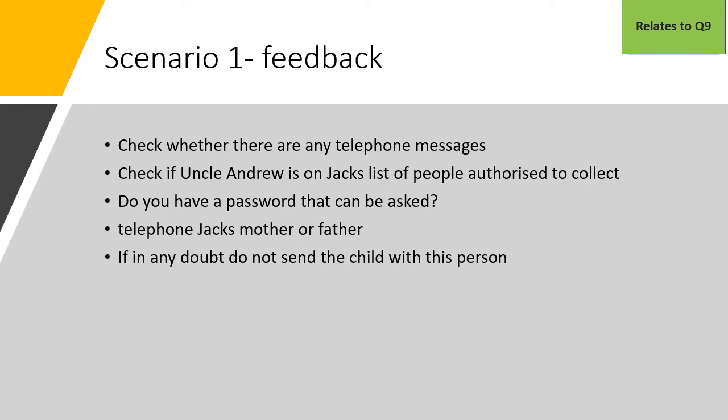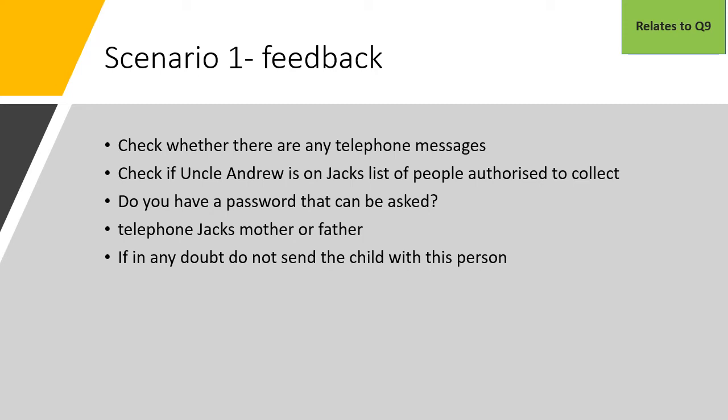Because again, parents would give you a password that only you and they know, so that you know it's really them telling you that someone else is coming. You could telephone Jack's mother or father to check that this is okay. But if you are in any doubt, do not send the child with this person. You can feel quite pressurized sometimes if somebody is telling you they're the child's uncle. The child might see them and know them, but you really do have to have permission.